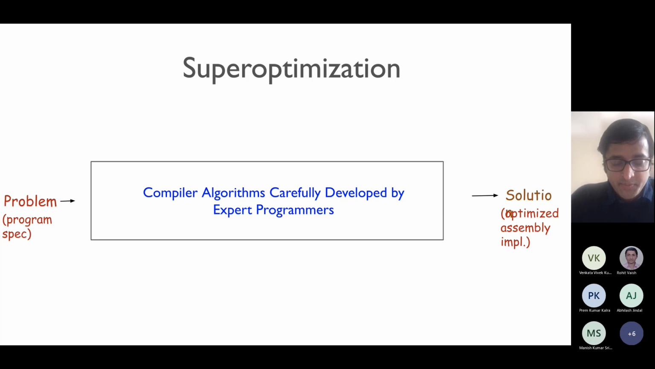If we consider the program specification as the problem to be solved and the corresponding optimized assembly implementation as a solution, then traditionally this distance from the problem to the solution is covered by compiler algorithms that have been carefully developed by expert human programmers. Because the teams of human programmers are limited by the amount of complexity they can tackle, we are bottlenecked by the pace of compiler development, as was also evident in the graphs we saw earlier.